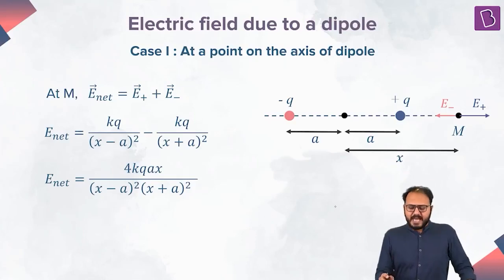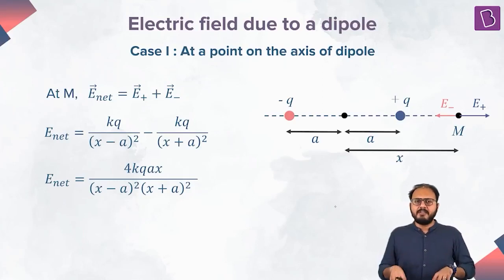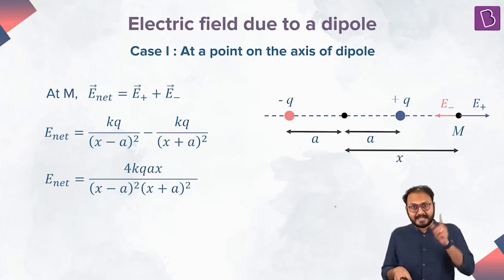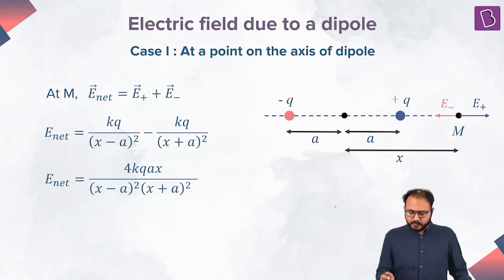All right, guys. We have an electric dipole with minus q and plus q charge. These results which I'm about to derive, we need to remember them. Okay, remember that you need to remember them. The distance between the charges of the dipole is 2a, half a, half a.